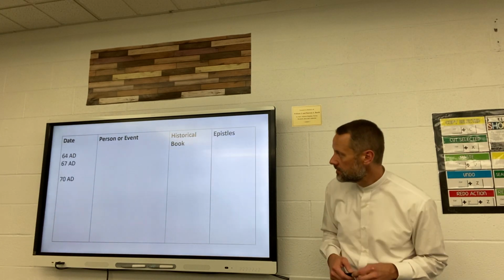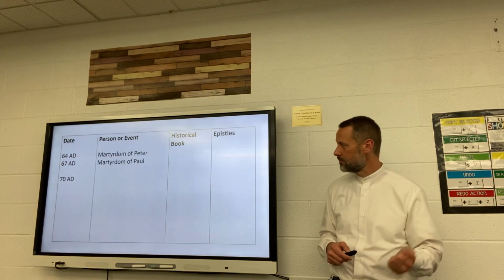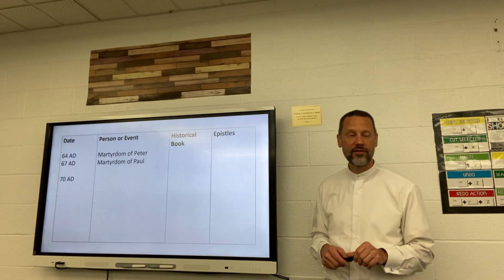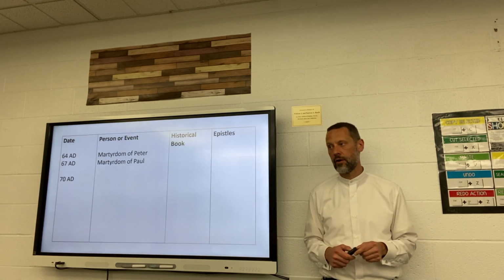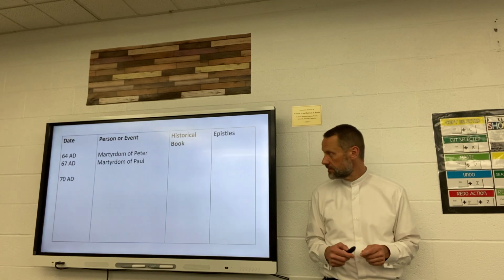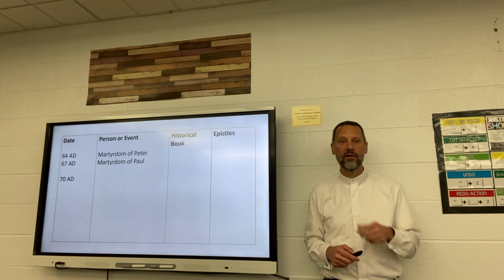Following that, 64 AD, who died in 64 AD? Peter. 67 AD, Paul was martyred. So we can put down the martyrdom of Peter and the martyrdom of Paul as 64 and 67. And then in 70 AD, another major event happened.